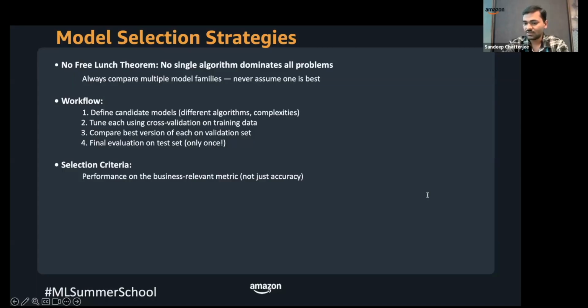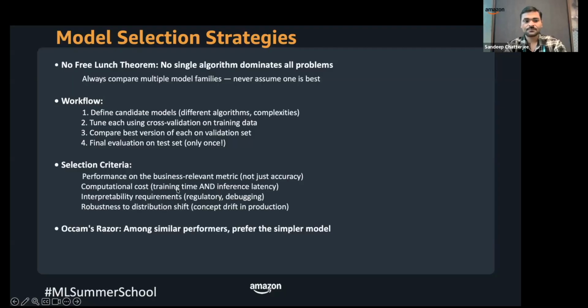We look at the exact business relevant metric. We look closely at computational cost, not just how long it takes to train, but also the inference latency in real time. If your model takes 5 seconds to predict a product recommendation, the customer has already left the page, right? So we also have to consider interpretability requirements for regulatory reasons, and how robust the model is to concept drift. If user behavior changes slightly next month, will the model gracefully adapt, or will it completely break? So all of these things should be taken into account.